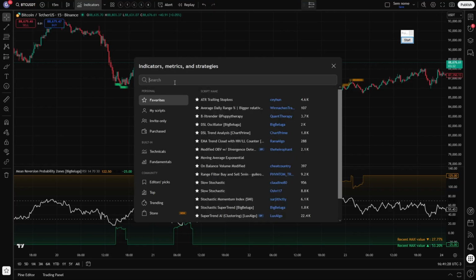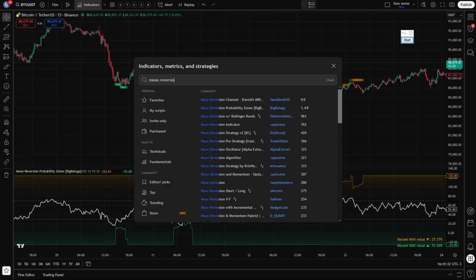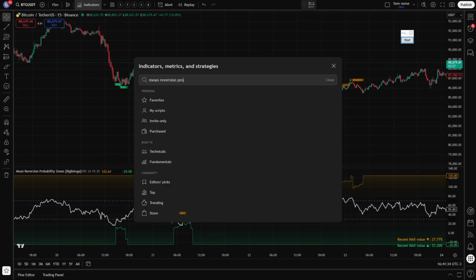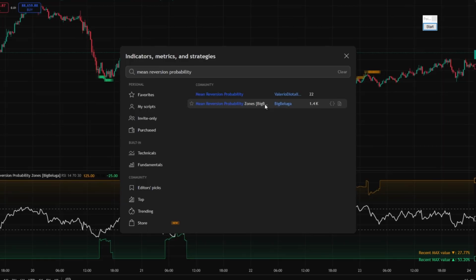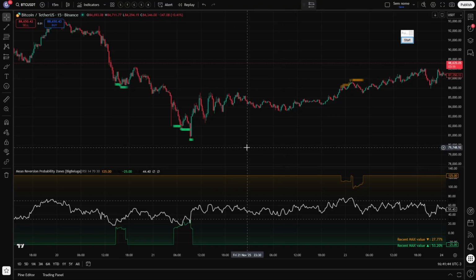Furthermore, you will need to navigate to the indicators section and specifically search for mean reversion probability. And it'll show up right here, see? The Mean Reversion Probability Zones by Big Beluga. Just click on it and it will appear just like it is here on my screen.